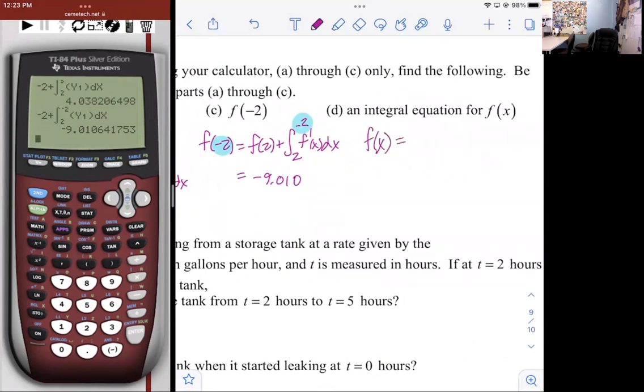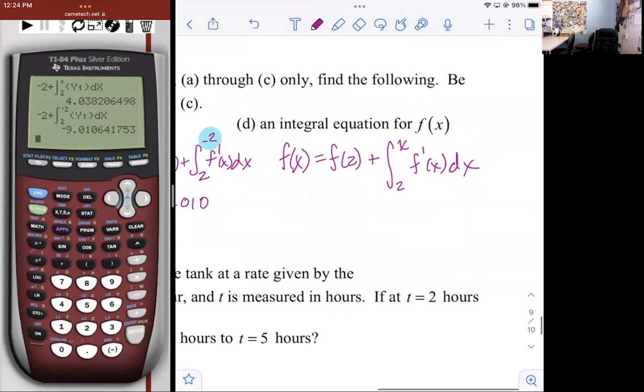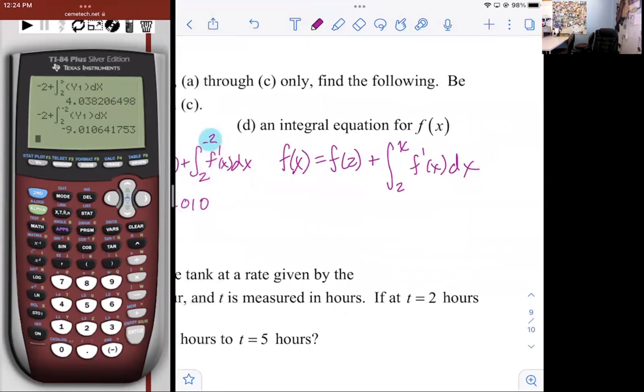F of x then should be where I'm starting, f of 2, right? Plus the integral from 2 to x, yeah, of f prime of x dx. Okay, now here's the one exception. I don't want to stop here as my final answer because I'm not evaluating it. I'm trying to present a function that can be used repeatedly. So this is not necessarily considered a numeric answer. I do want to replace f of 2 with what f of 2 is, and I do want to replace f prime of x with what f prime of x is.